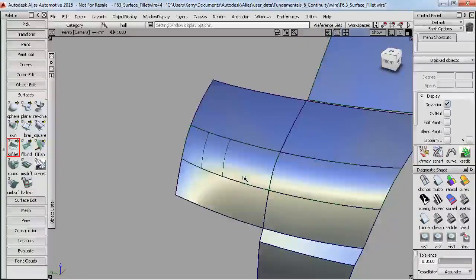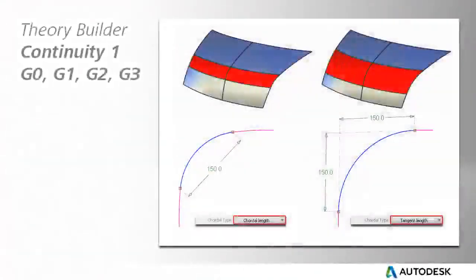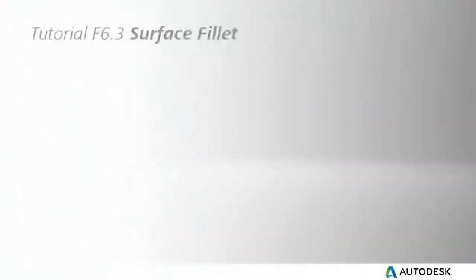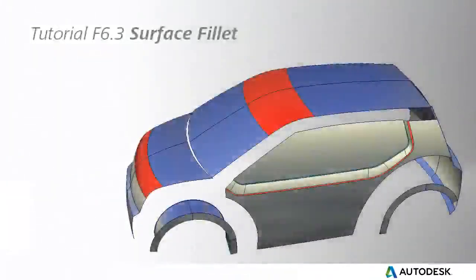So when working with a chordal fillet, there's two ways of specifying the size, and these are explained in the Theory Builder. So have a go at using Surface Fillet to build some of the larger blends on your model.